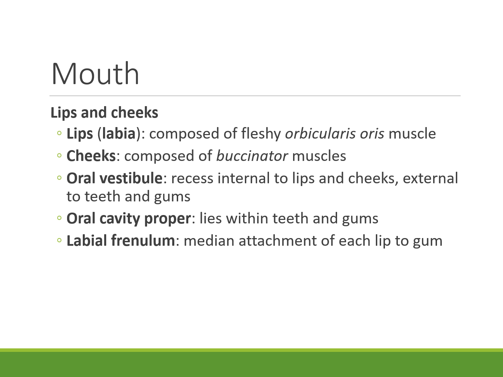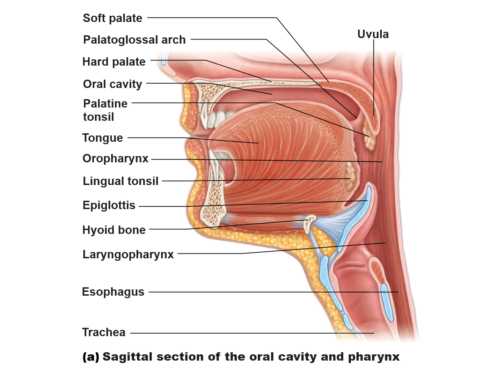The oral vestibule is the recess internal to the lips and cheeks and external to the teeth and the gum. So it's that space between your cheek and your gum. The oral cavity proper is the area that lies within the teeth and gums. And then the labial frenulum is the median attachment of each lip to the gum on the upper and lower lip. Here are some of the structures I was just talking about, and the ones that we have already viewed in our lab.